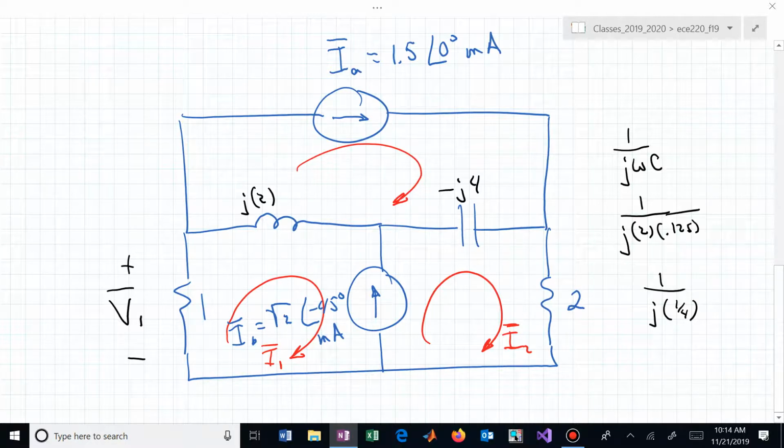Now what? We've got 3 meshes. We don't have to worry about the top mesh. That current's given. That's I sub A. That's a source. What if we start doing a mesh analysis in the lower left mesh? What happens? Do we know the drop across that middle current source? Oh, great. Now what do we do? Do you remember?